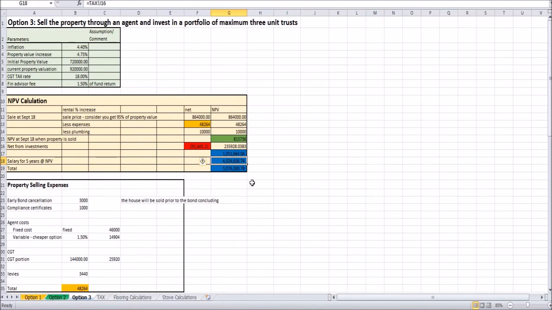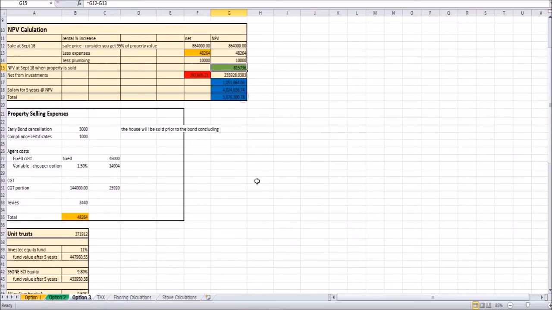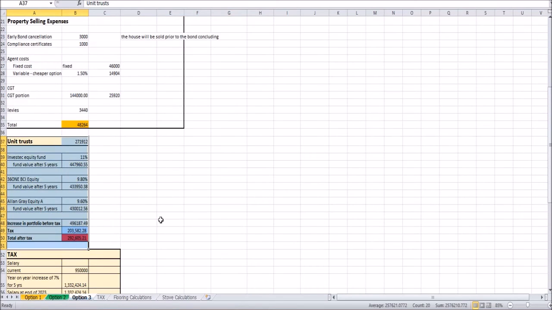So for option 3, in selling the property immediately at 920,000 rand, taking into consideration risk and uncertainty and applying a 95% factor, we get 864,000 rand. We then less the expenses and plumbing, which gives us an NPV after selling the property of 815,736. We then take this amount and invest it into 3 unit trusts. We decided to invest money into an Investec equity fund, a BCI equity and an Allan Gray equity A fund. Each of these trusts have very high returns.